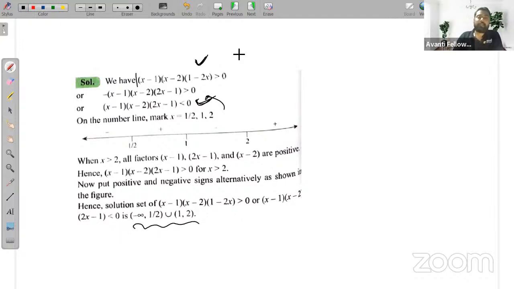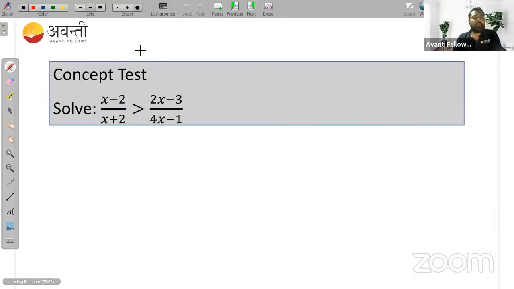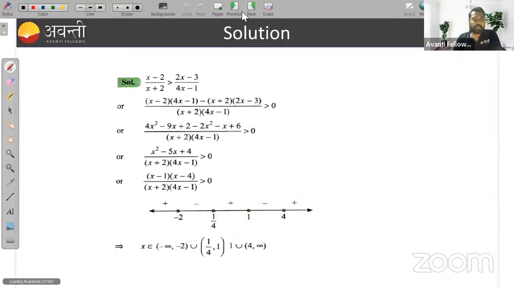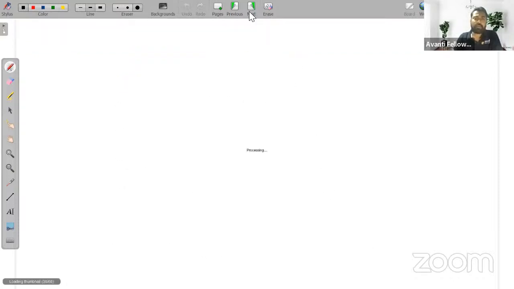Okay, next. Take a screenshot of this, and this is your solution. Use the same principle, and you can solve this one also.